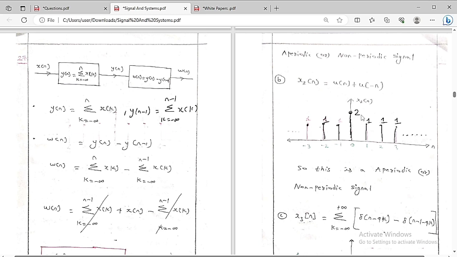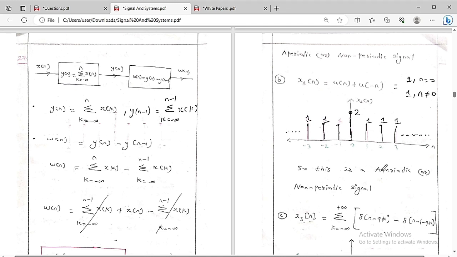And u of minus 3, so we are going to get its value is equal to 1. So we can say like this: for n is equal to 0, its value is equal to 2, and for all the remaining values, its value is equal to 1. So we can write it like this: its value is equal to 2 for n is equal to 0, and its value is equal to 1 for n not equal to 0.